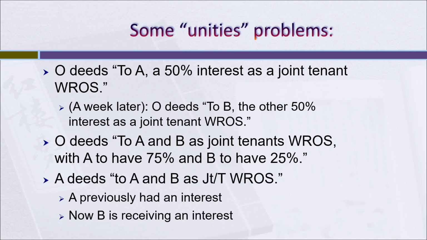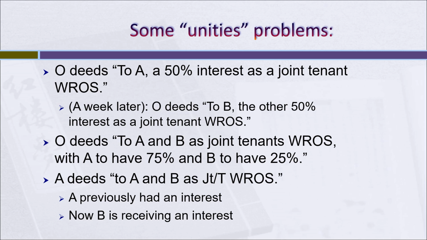A final example. A, not O, but A now deeds to himself and B as joint tenants with right of survivorship. People often do this, by the way, when they get married. If they already own real estate, they'll decide to put it in joint tenancy with their new spouse. The problem, however, is that A previously had an interest. Now B is receiving a new interest, and the result is that A and B didn't get their interests at the same time or through the same instrument, so the unity of time and the unity of title are not satisfied. The result is they get a tenancy in common instead.